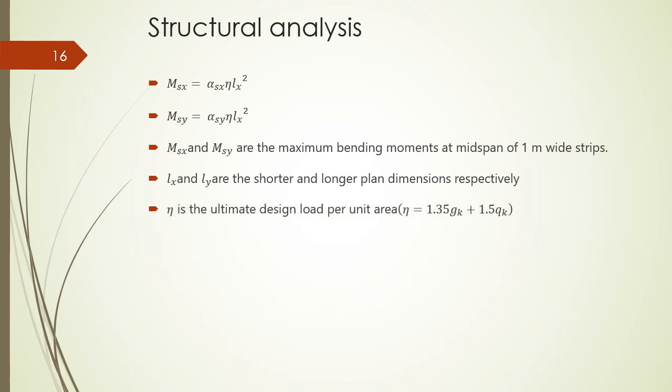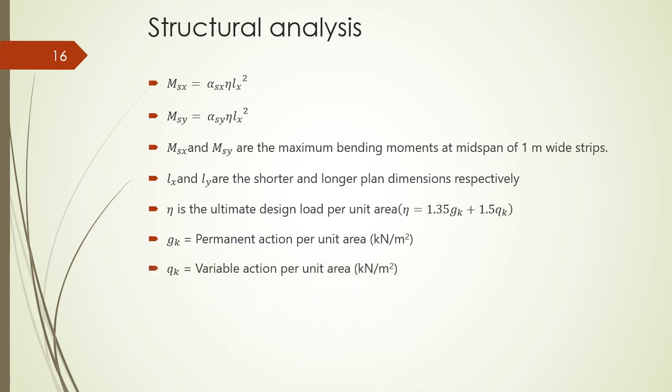Eta is the ultimate design load per unit area, given as 1.35 GK plus 1.5 QK according to the Eurocode, where GK is the permanent action per unit area with the units kilonewton per meter squared, while QK is the variable action per unit area given in kilonewton per meter squared. Alpha Sx and alpha Sy are the moment coefficients given in the coefficients table.